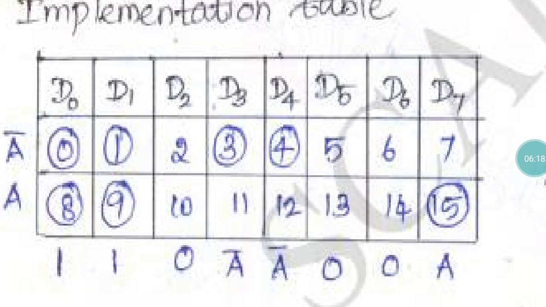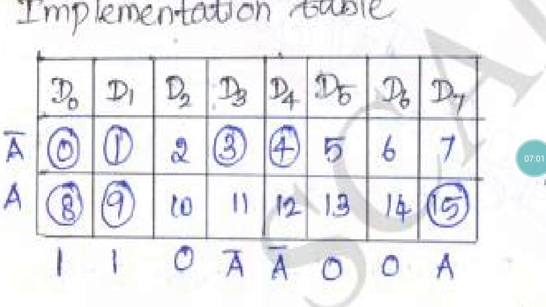You can refer to D3 and D4: the upper row variables are encircled, 3 and 4 are encircled. We can see in the D7 column, 15 is encircled in the lowermost cell. Right? If both cells are encircled, the particular column value will be filled with 1. So we are going to mention D0 as 1, D1 also 1.